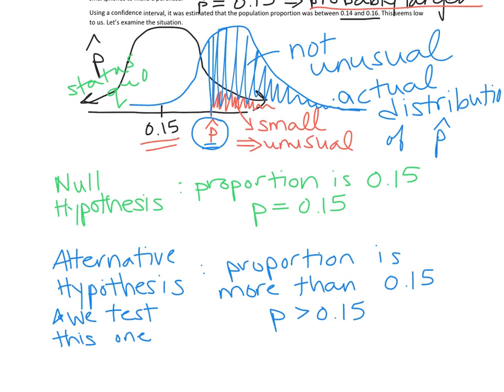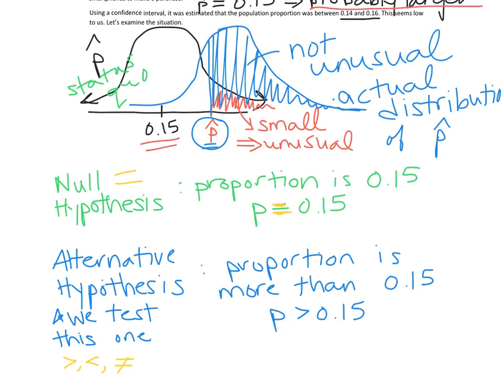So a couple of hints. Your null hypothesis always has an equal sign. The alternative hypothesis is something other than an equal sign. So in our case, it was greater than. We can also test less than. We can also test just not equal to.